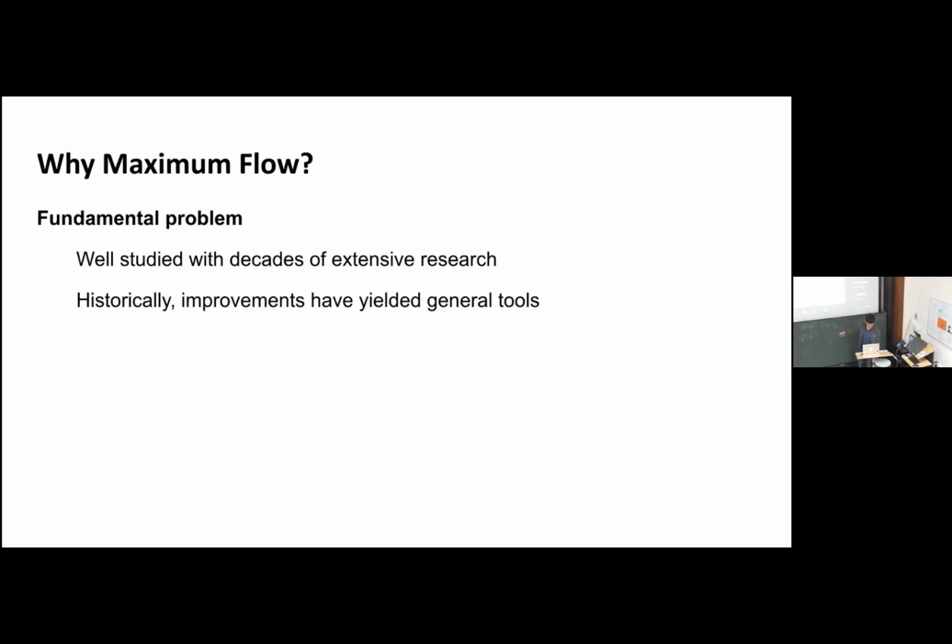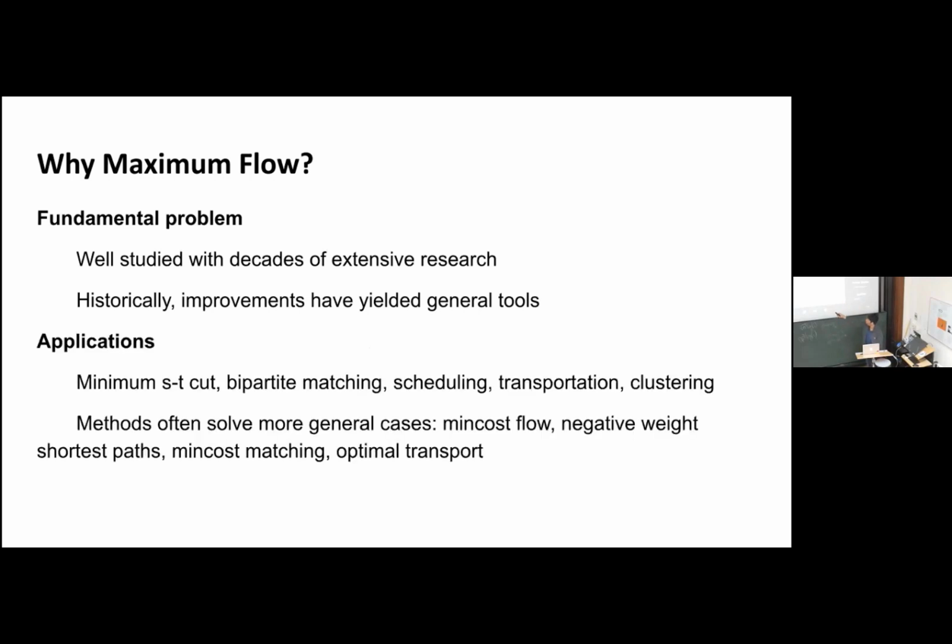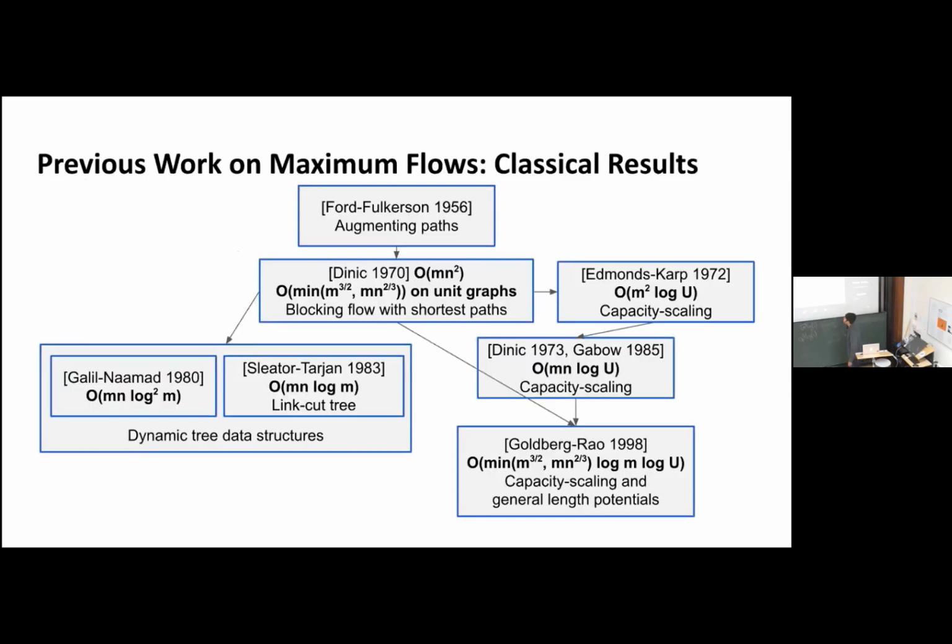As for why maximum flow, why we talk about it at all. In general, it's a very fundamental problem, but maybe for people here, it covers a ton of different things that are interesting. So bipartite matching, scheduling, clustering. Additionally, if you generalize max flow a little bit to maybe a more linear program setting with a linear constraint, you start covering min cost flow, negative weight shortest path, min cost matching, or optimal transport.